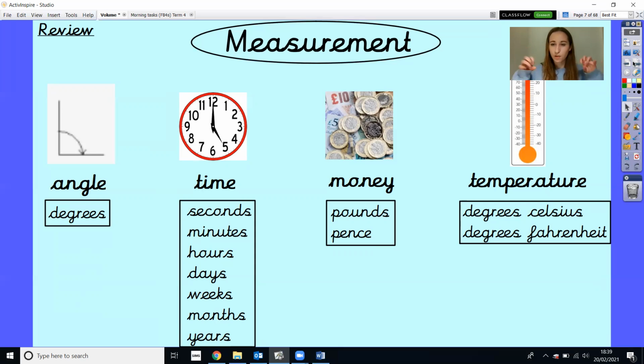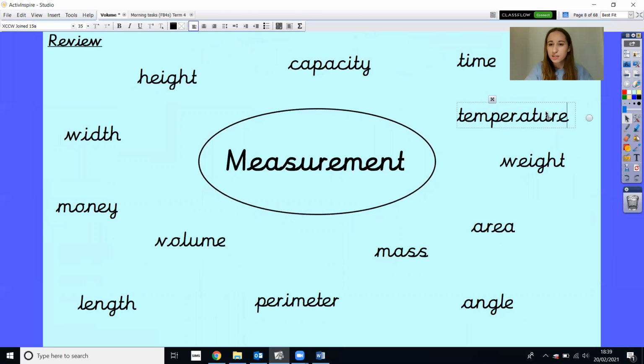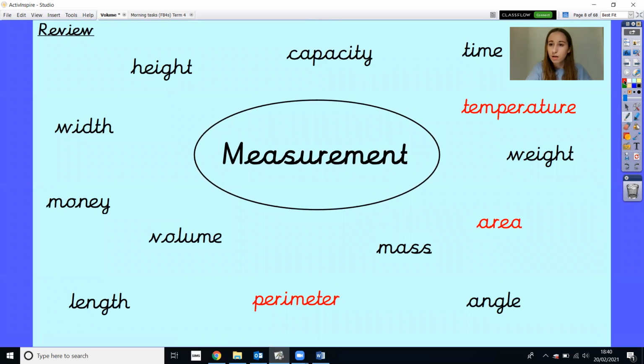So that's just a bit of an overview of the different types of measurement. And some of these we've already looked at. We looked at temperature when we were looking at negative numbers. You've looked at area and you've looked at perimeter already, just before Christmas. And I think that's all of them. So the ones we're going to focus on over the next couple of lessons are volume and a little bit of capacity, okay, because they do link with each other. And then those other areas we'll come on to later in the year.